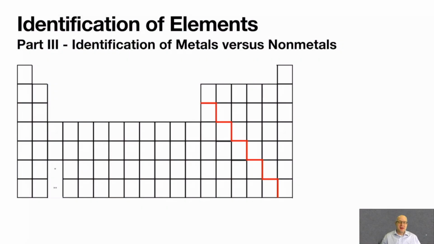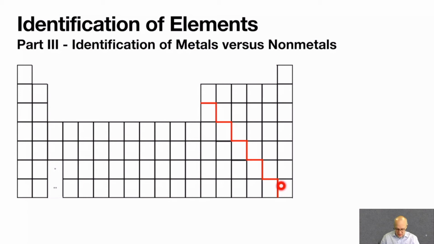Part 3, identification of metals versus nonmetals. Now, the periodic table is broken down into 3 distinct classes of elements: metals, nonmetals, and metalloids. Metals are on the far left of the periodic table, nonmetals are on the right, and around this thing we call the staircase, or I've always called the staircase or the stair steps, those are metalloids. Metalloids are on the top and the bottom of the staircase.